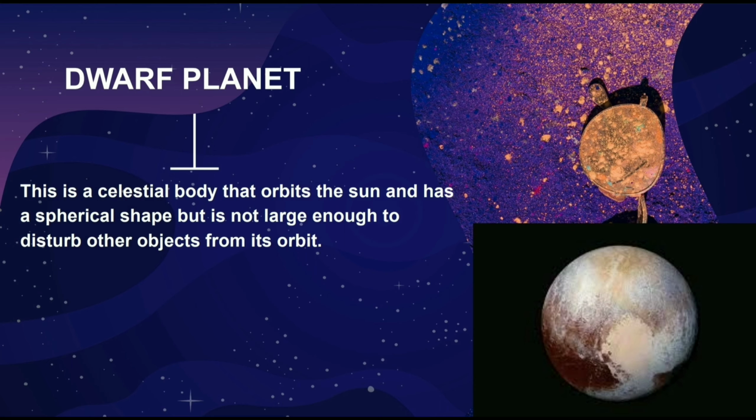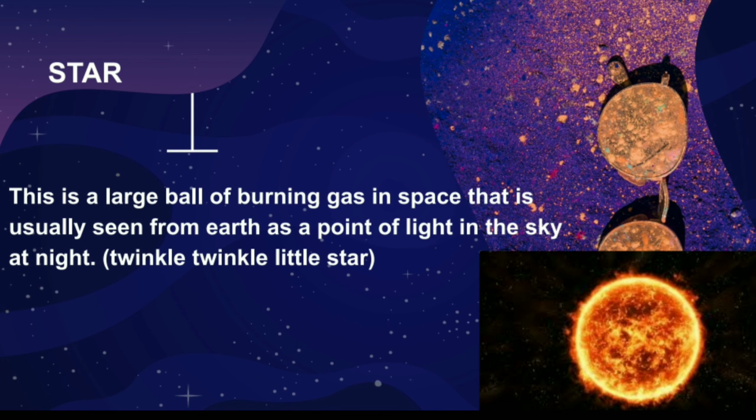Alright, now let's talk about a star. A star is simply a large ball of burning gas in space that is usually seen from Earth as a point of light in the sky at night. So stars are usually visible at night, and it's simply a large ball of burning gas, like gas burning in space. And we know that the largest star that we know is the sun.